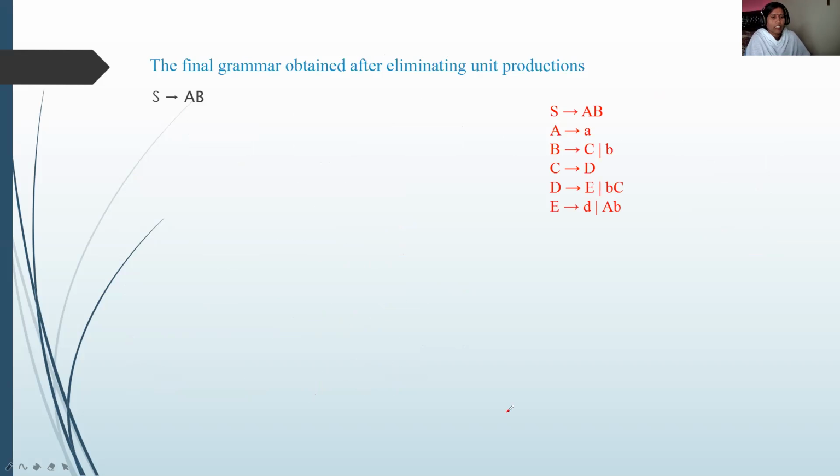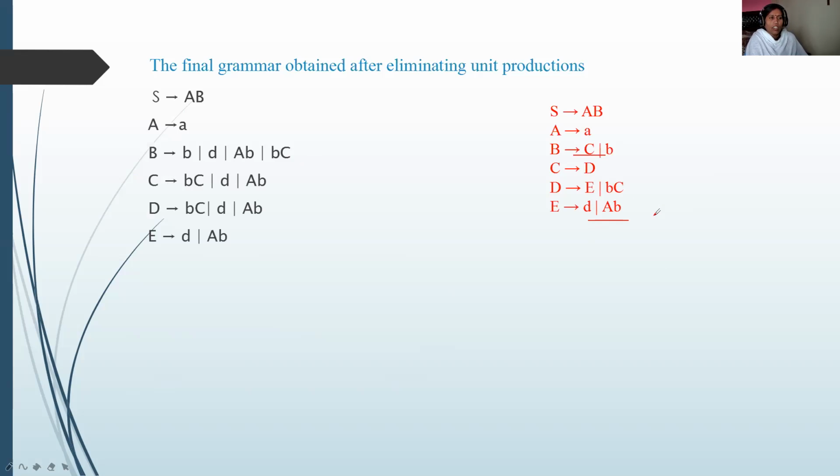Now the final grammar is S produces AB as it is, A produces A as it is, B produces C is there. We have changed here, B produces C has been replaced by D or AB or BC, that is the non-unit productions of C. Then C produces BC or D or AB. Then D produces E or BC. E has been replaced with the non-unit productions of E and BC as it is. Non-unit productions of E are D or AB. Then E produces D or AB.